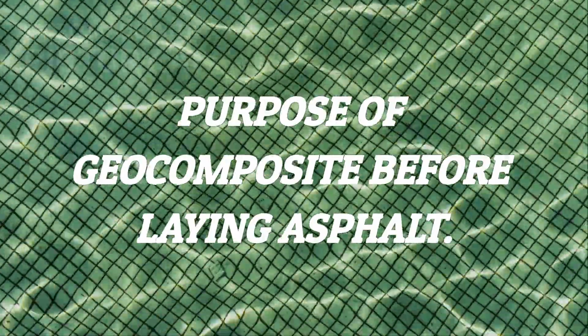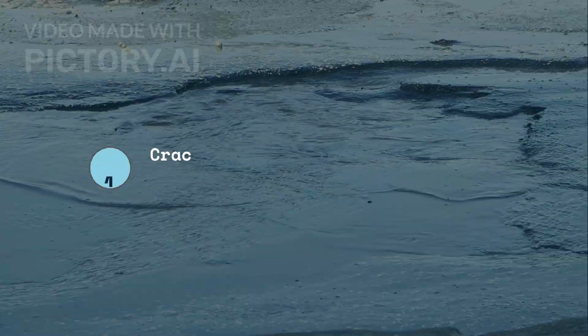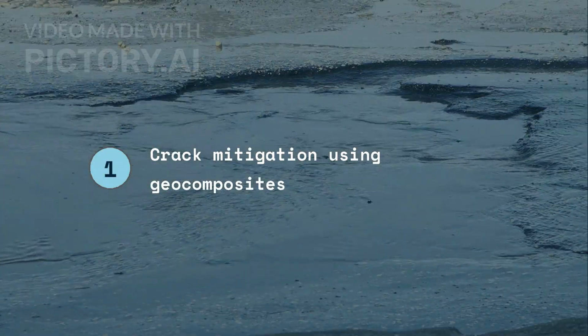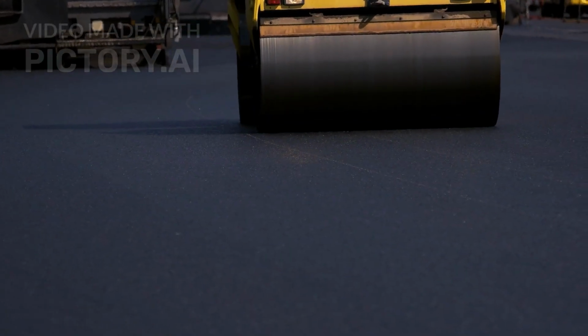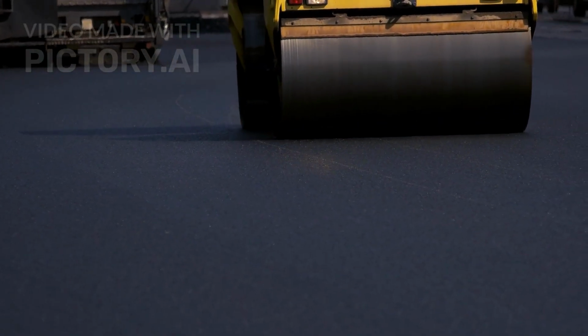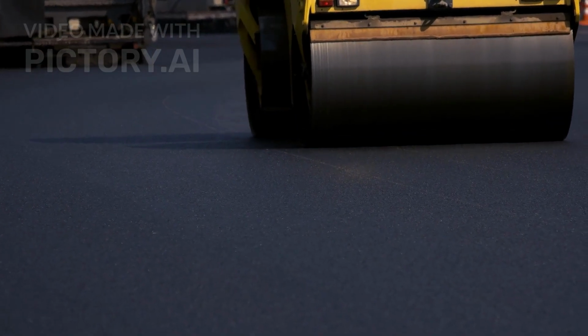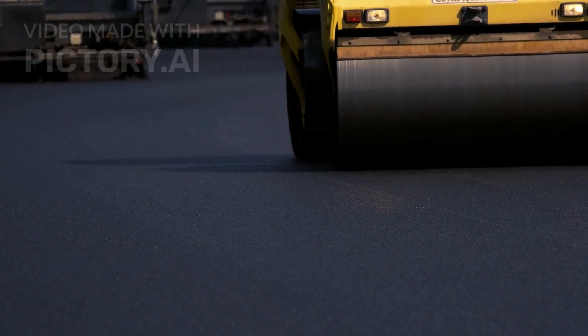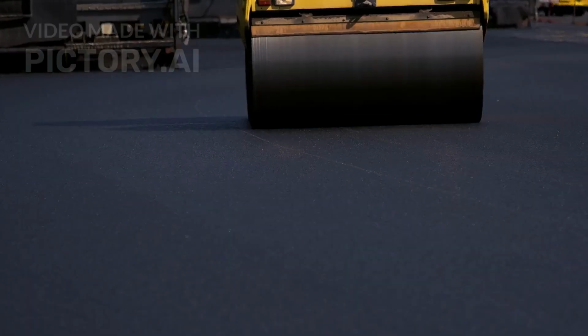Purpose of geocomposites before asphalt on concrete: crack mitigation. Reflective cracking in asphalt occurs when cracks in the underlying concrete propagate into the asphalt layer. Geocomposites act as an intermediate layer to minimize or delay the formation of these cracks.